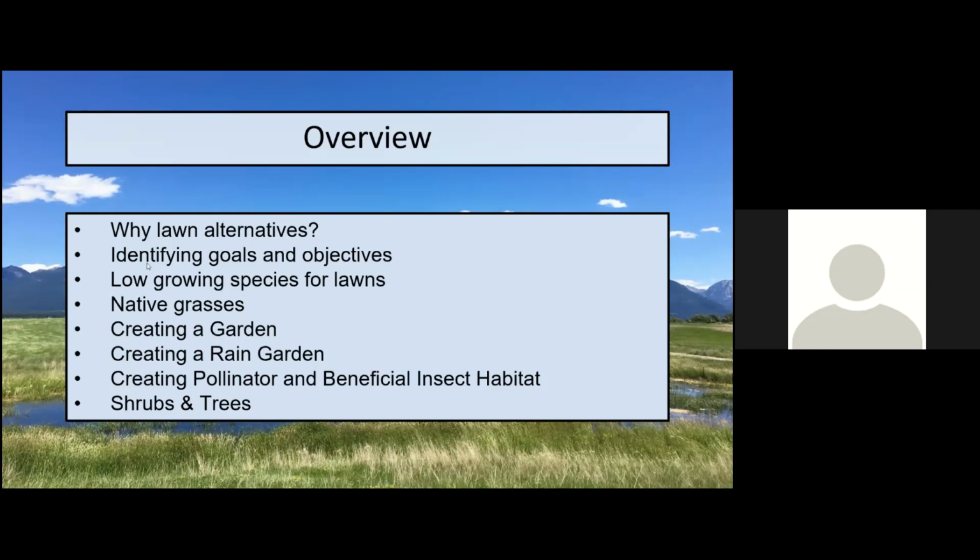talk about different options. So we'll go over why to do lawn alternatives, identifying your goals and objectives, low-growing species for lawns, native grasses, creating a garden, creating a rain garden, creating pollinator and beneficial insect habitat, and going over shrub and tree plantings.